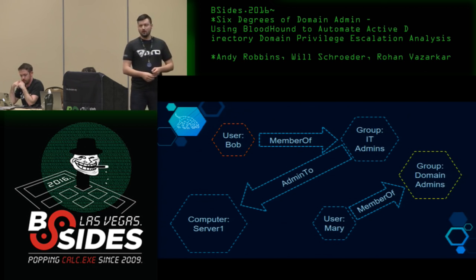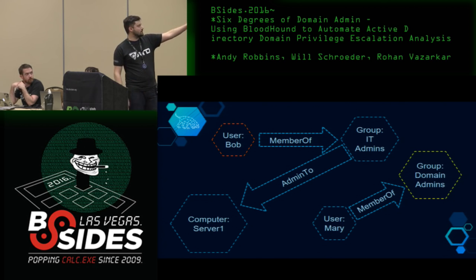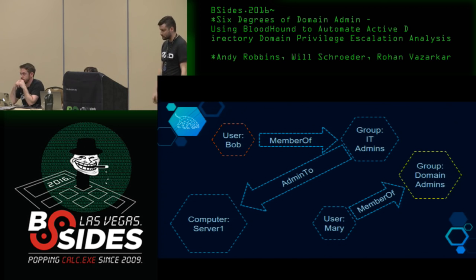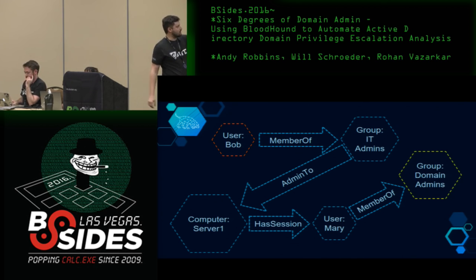Next, we determine privilege. We determine what groups and what users have administrator privileges to what objects. So this group called IT admins has admin rights to this computer called Server 1. Finally, we determine who is logged on where, and we find that Mary is logged on to this computer. So this computer has a session called Mary. Can you see the path from Bob to domain admins? Awesome.